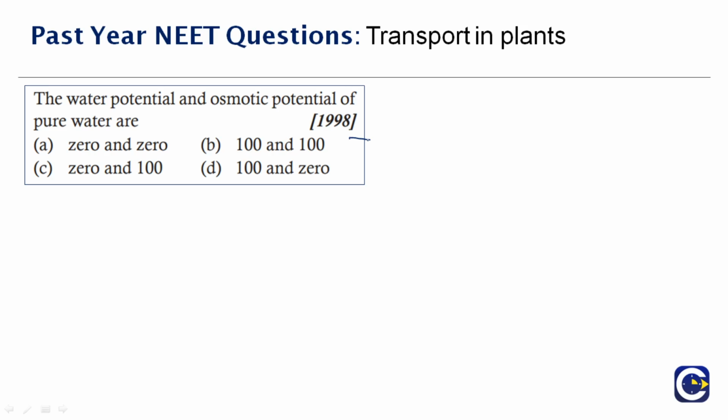Okay, let's read it here. The water potential and osmotic potential of pure water is. So, we know that water potential, which is a standard one, does not have any changes in it. So, it is 0. Now, how about the osmotic potential? We know water potential is 0. What about osmotic potential? The osmotic potential is the potential of the solution to cause movement of water across the semi-permeable membrane.